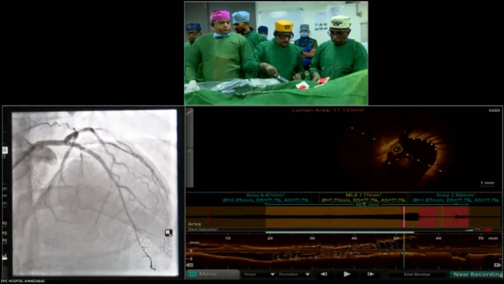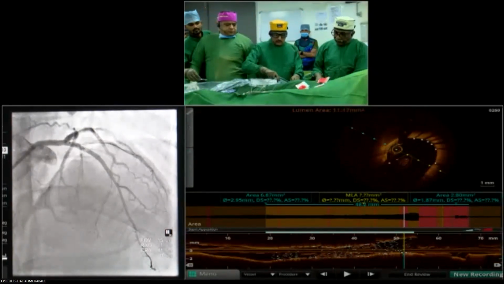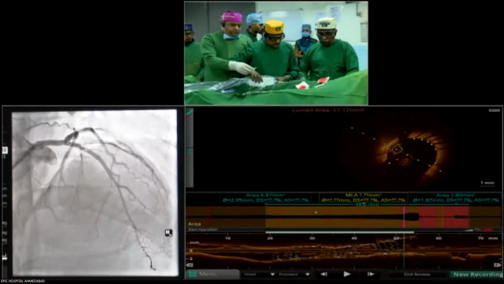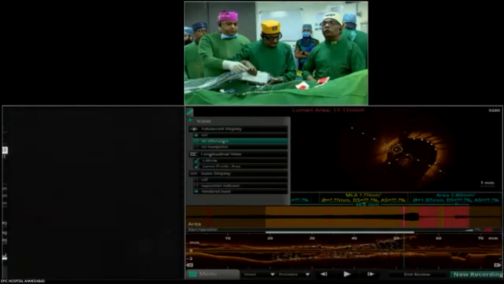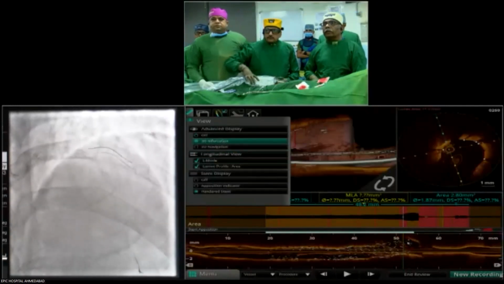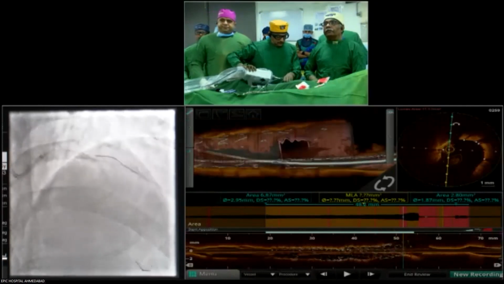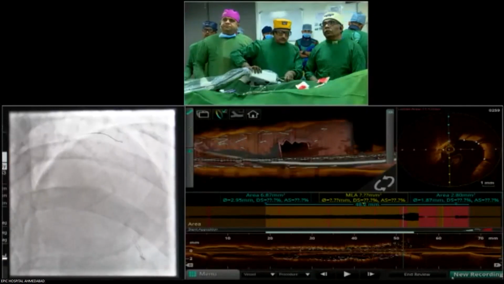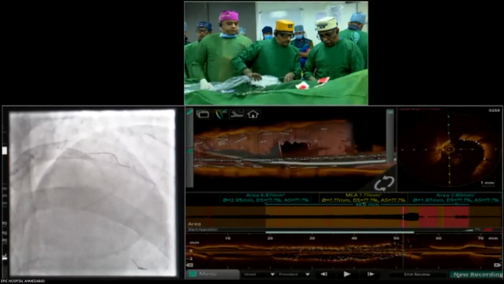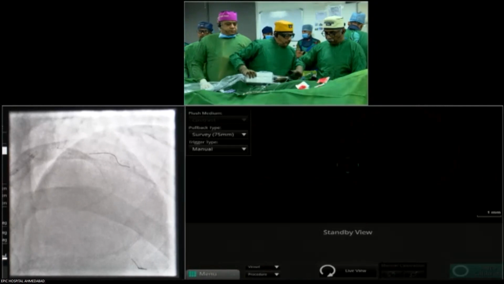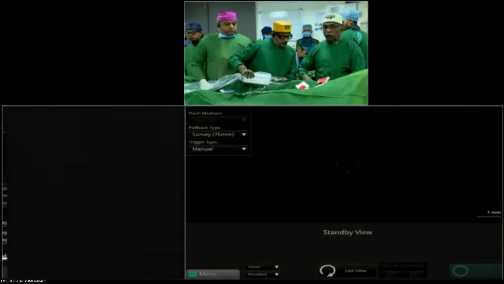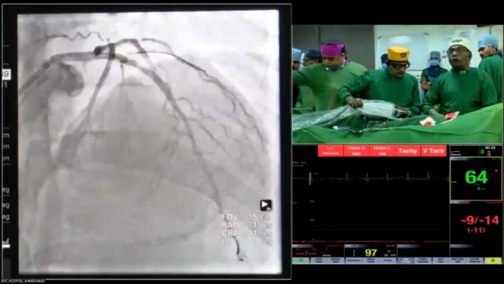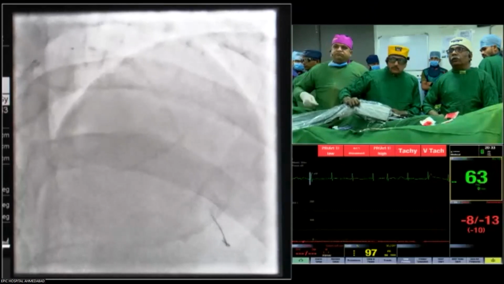So the first thing, we assessed in two views. One was RAO cranial and second was AP caudal, which was 45-45. And I still feel that to nail the ostium, probably AP caudal is the best view. And the second, if you really want to see, I would go for an RAO cranial view. If you want one more caudal view, you can do that. We can take another caudal view, like a PA caudal or RA caudal. The other thing, the stent we took is a Xience Alpine stent.